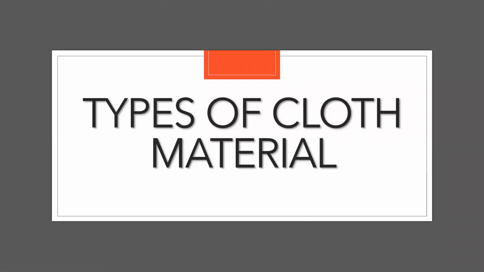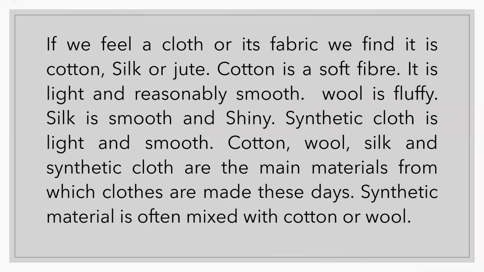Types of cloth material. If we feel a cloth or its fabric, we find it is cotton, silk, or jute. Cotton is a soft fiber. It is light and reasonably smooth. Wool is fluffy. Silk is smooth and shiny. Synthetic cloth is light and smooth.